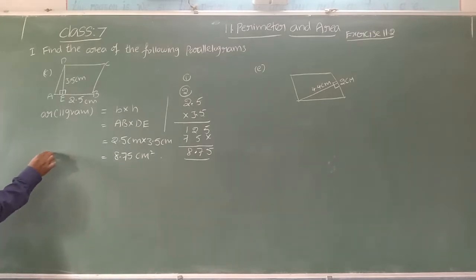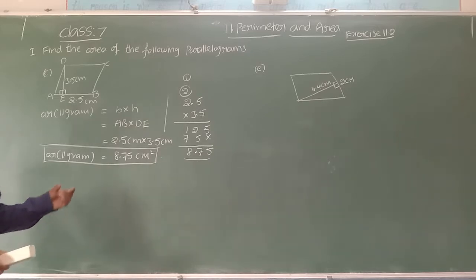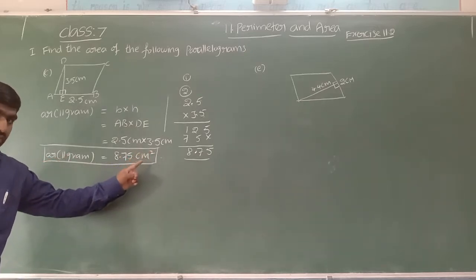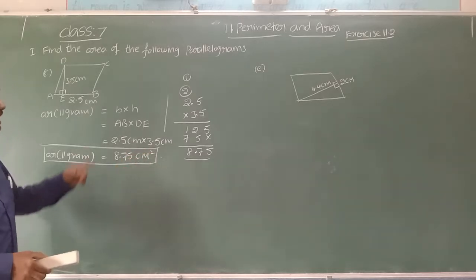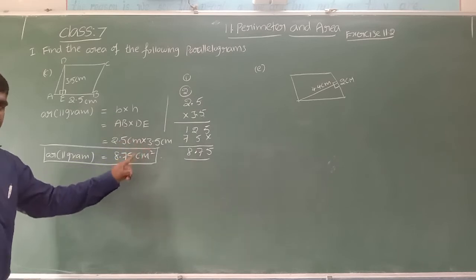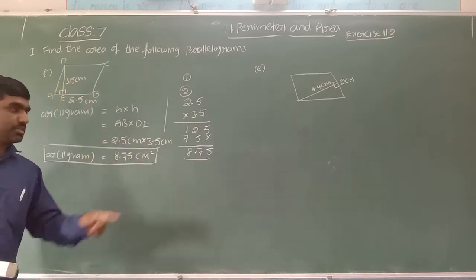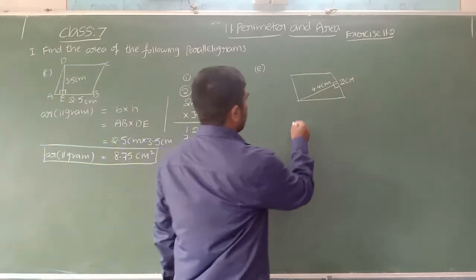8.75 square centimeters. Yes, the area of the parallelogram is 8.75 square centimeters. As I told you, the unit of area is square units. Here we can see square centimeters. If the sides are in meters, the area is in square meters. If the sides are in centimeters, the area is in square centimeters. Let's see the area of this parallelogram.